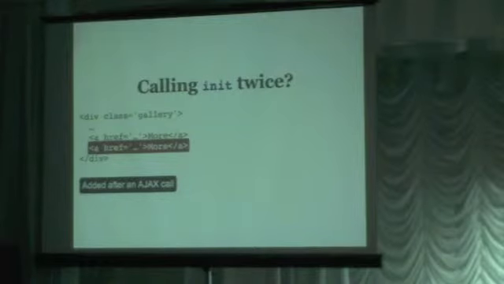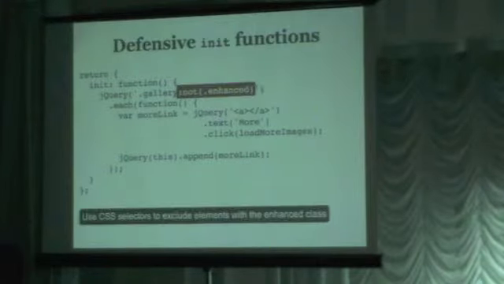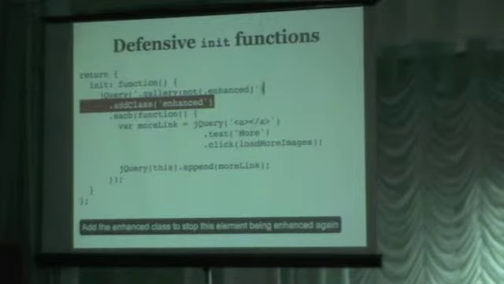So to get around this, we have to write defensive init functions. So this is the init function which caused that duplication. It's quite simple, it's just finding the galleries and it's adding to them. So the first thing we do is we exclude galleries which have already got a class of enhanced. And then the second thing we do is that we add a class of enhanced to the ones that we've processed. So this means we only ever add this more link once. It's a trivial example, but there are places where this gets quite complicated, and if you have many init functions being run on the same page and some of them run many times, this kind of thing is really helpful.